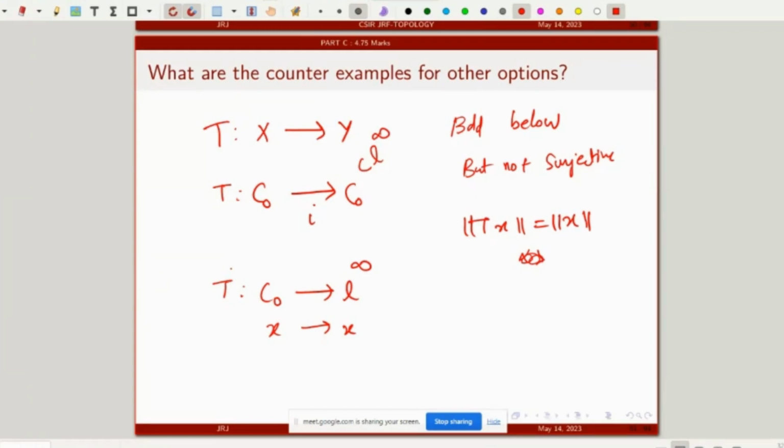Will it be invertible? Will it be surjective? From c0 to L infinity, we have the inclusion map. So will it be surjective? L infinity is a bigger space than c0. We can take any sequence not converging to 0, and it won't have a preimage. So this map is not invertible. Okay, so all the other 3 options we can eliminate.